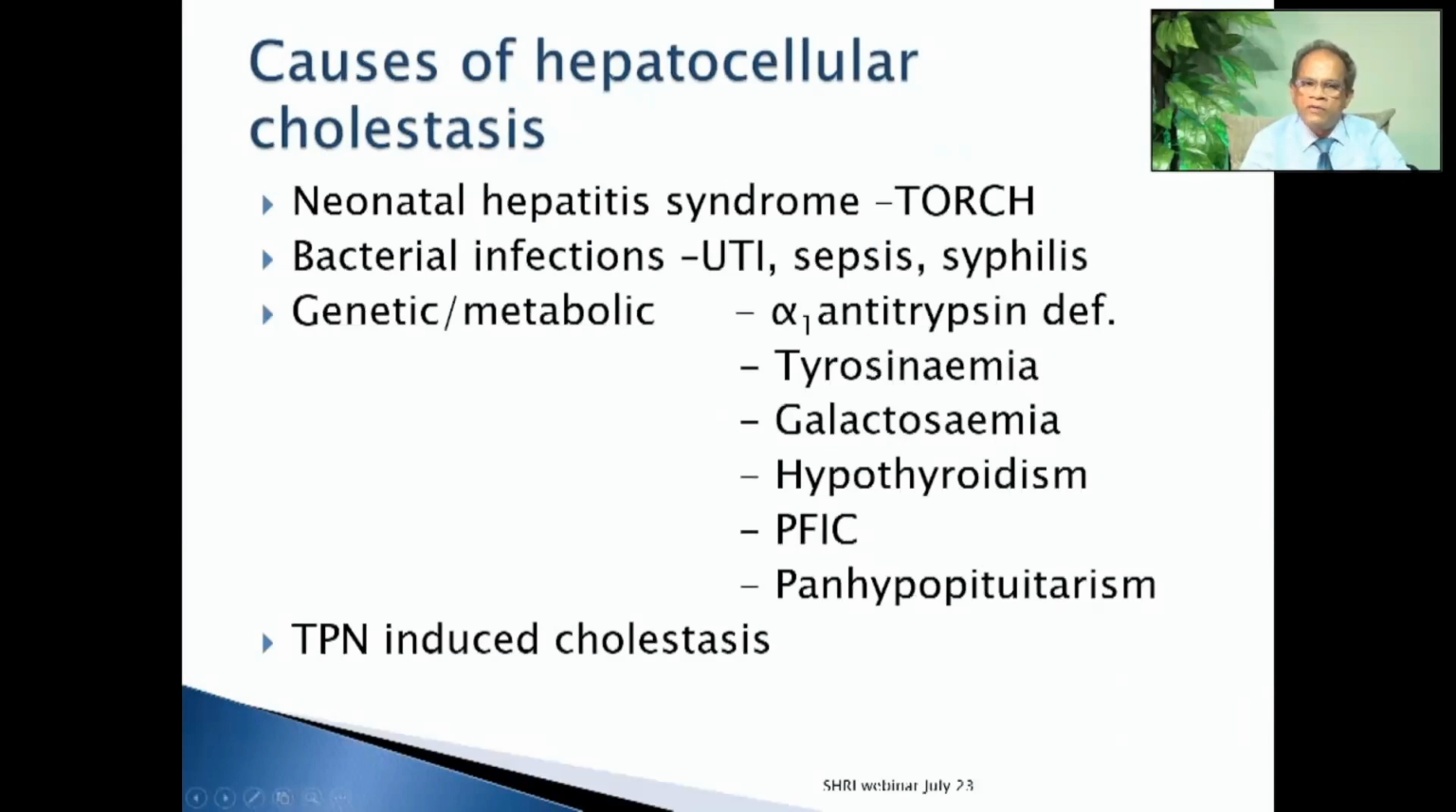And then you have other forms of severe bacterial sepsis causing jaundice. So it can be a severe UTI, sometimes severe sepsis elsewhere, and even syphilis, congenital syphilis, can cause a form of hepatocellular cholestasis or intrahepatic cholestasis. Then you have the metabolic or genetic syndromes: alpha-1 antitrypsin deficiency, tyrosinemia, galactosemia, hypothyroidism, progressive familial intrahepatic cholestasis, and even panhypopituitarism will cause intrahepatic cholestasis.